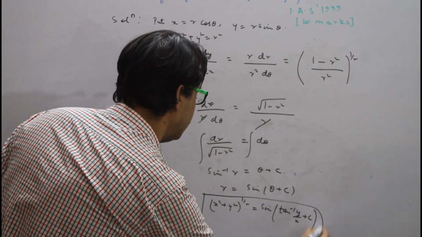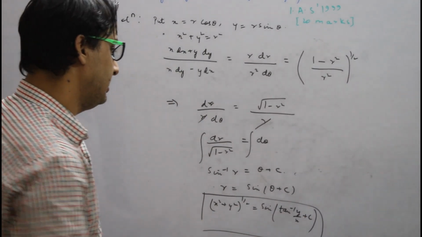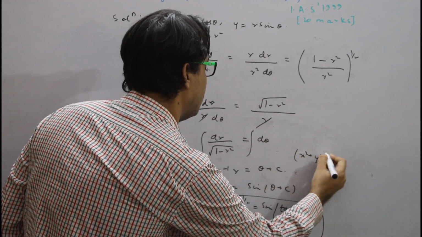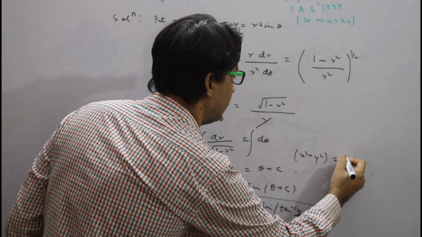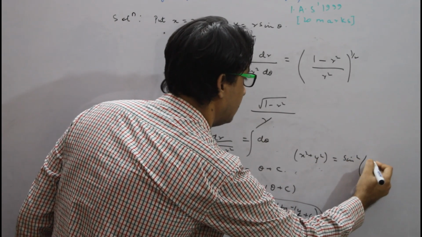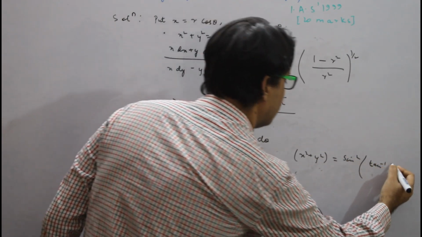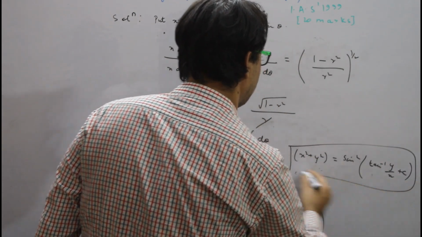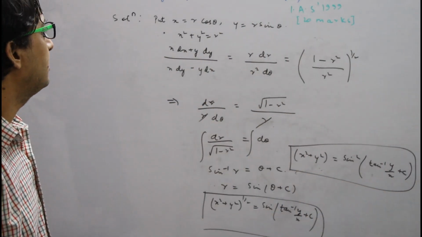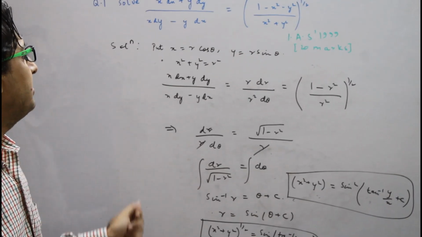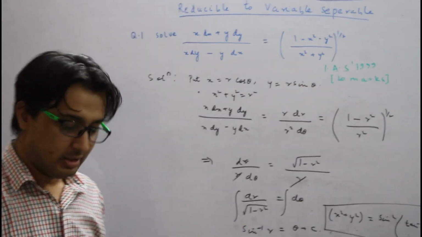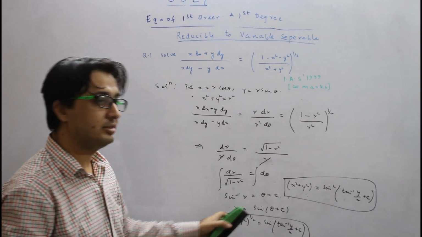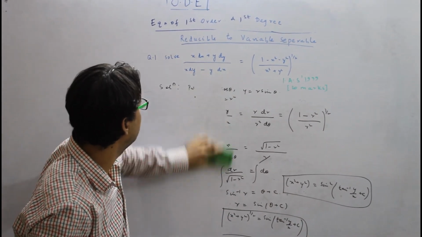So we have got our answer. We could have also simplified, and that could be written as x square plus y square. If we square it on both sides, we get sine of square tan inverse y by x plus c. So we have got our answer, and it could also be done by other methods which are lengthy. I will just give an illustration of how we arrive at this, but that is a little bit lengthy.